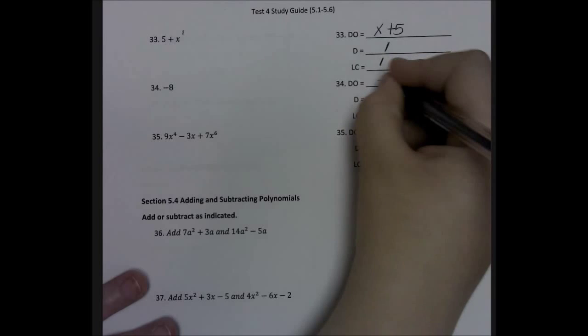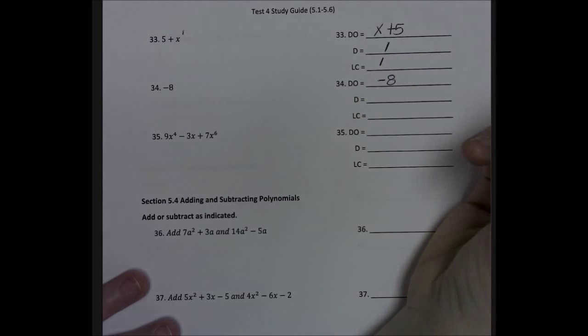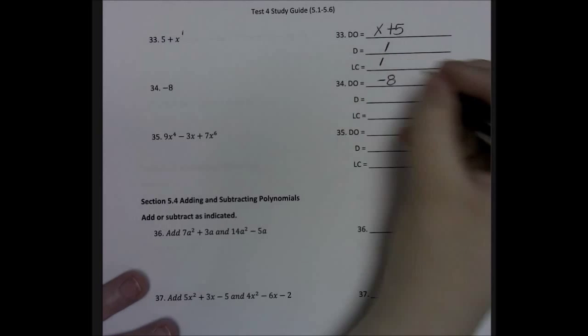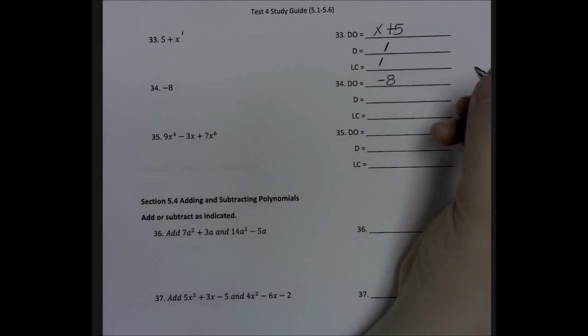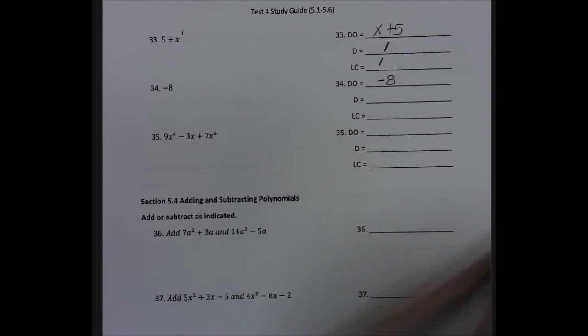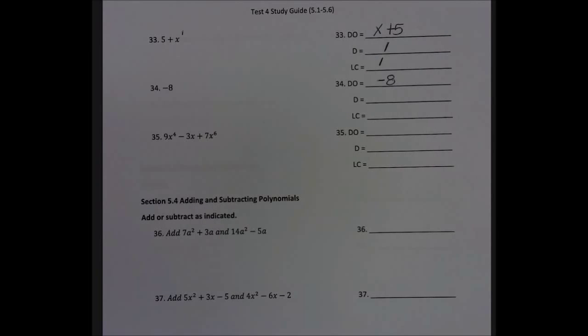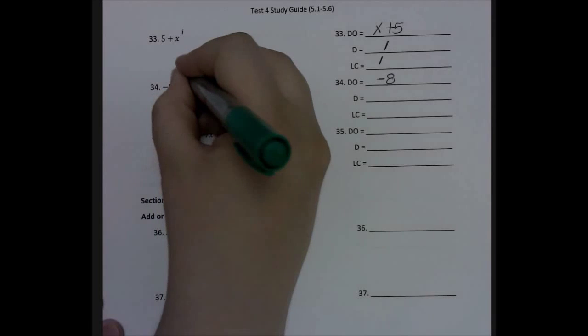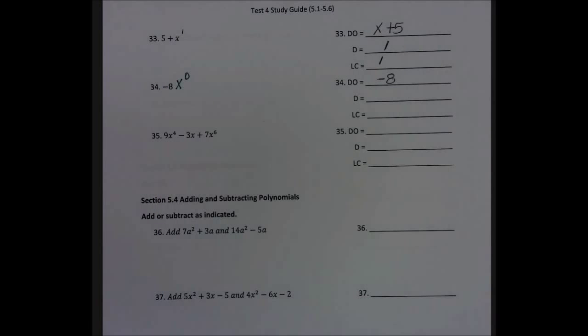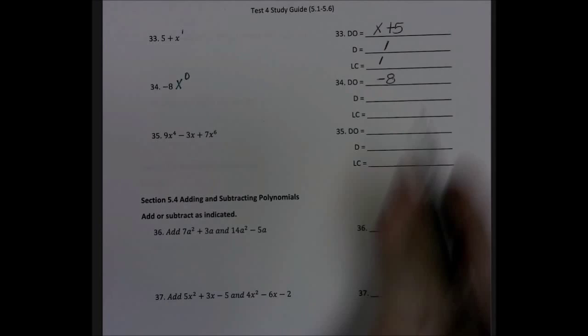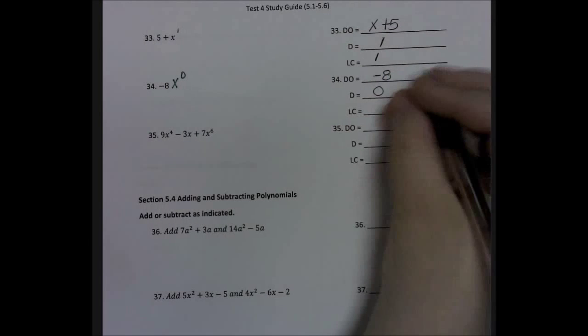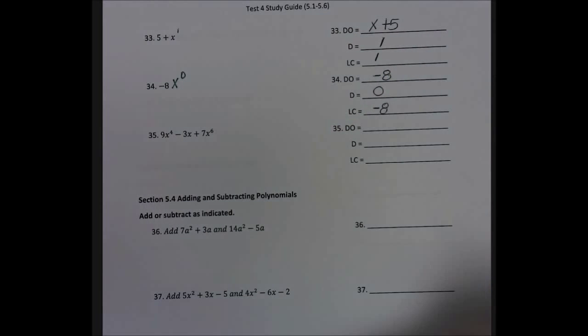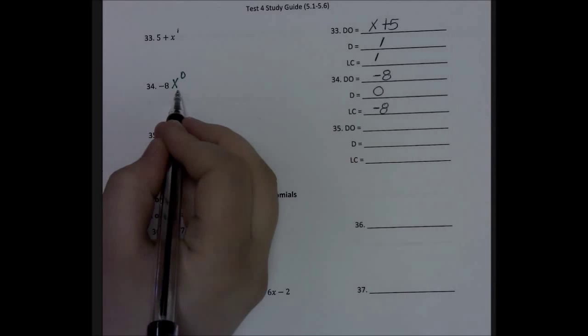34 is -8. It's a monomial, so we would just write it as just that one term. Your degree, remember, just like we said on the other page, if it's not written, it's understood to be an x to the 0 at the end. So your degree would be 0. And the leading coefficient would be -8 because that -8 is in front of that x.